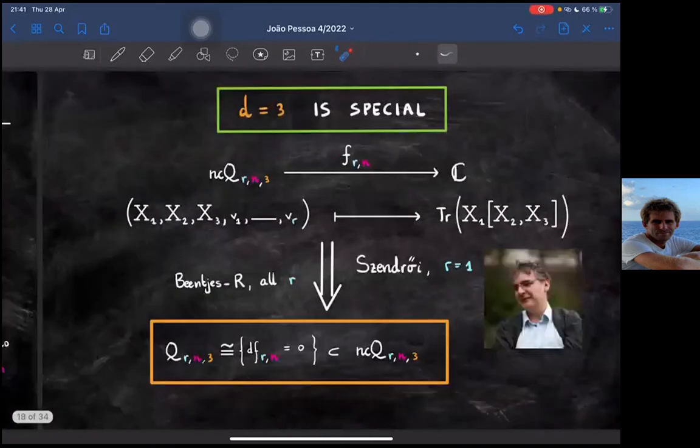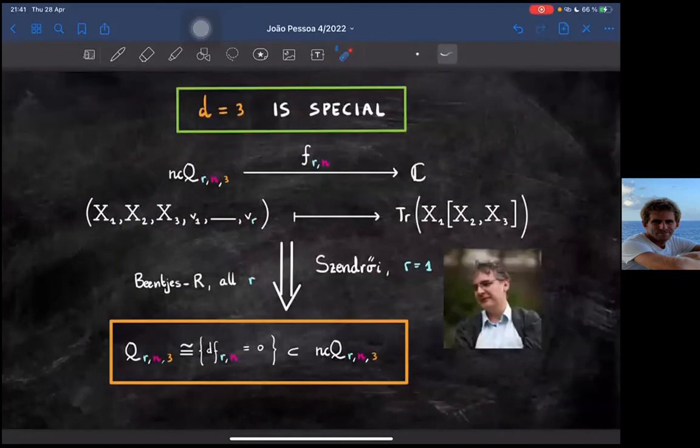Okay. So on this space, before imposing commutativity, we have a function which takes 3 matrices and R vectors. It does nothing to the vectors, and it takes the trace of the first matrix times the commutator of the other 2. And what is special about dimension 3 is that the quote scheme, which sits inside as the locus where the 3 matrices commute, coincides with the critical locus of this function. This is something I always find mind-blowing.